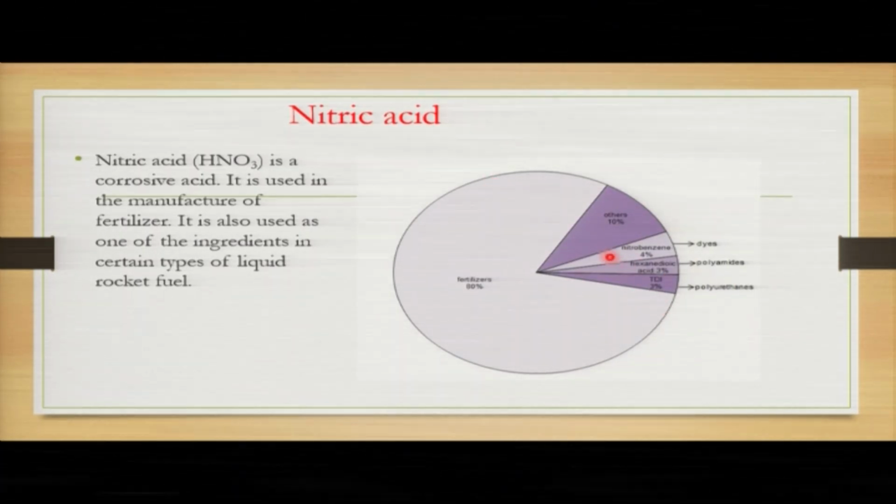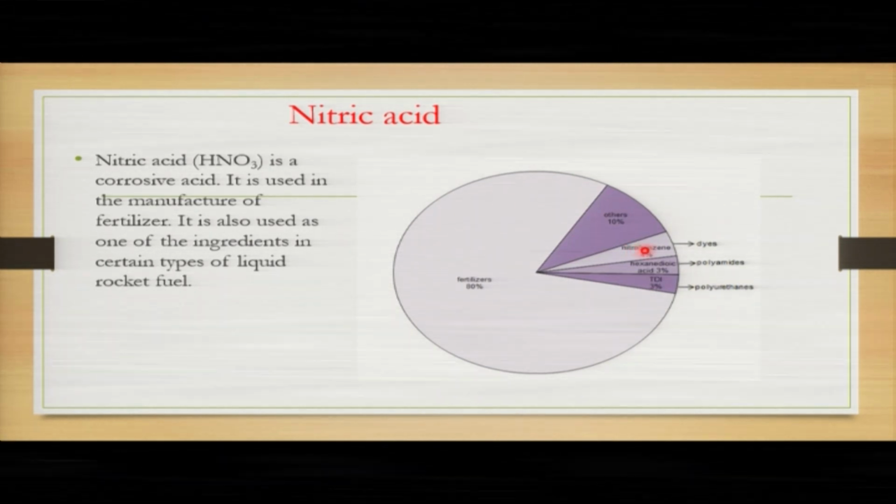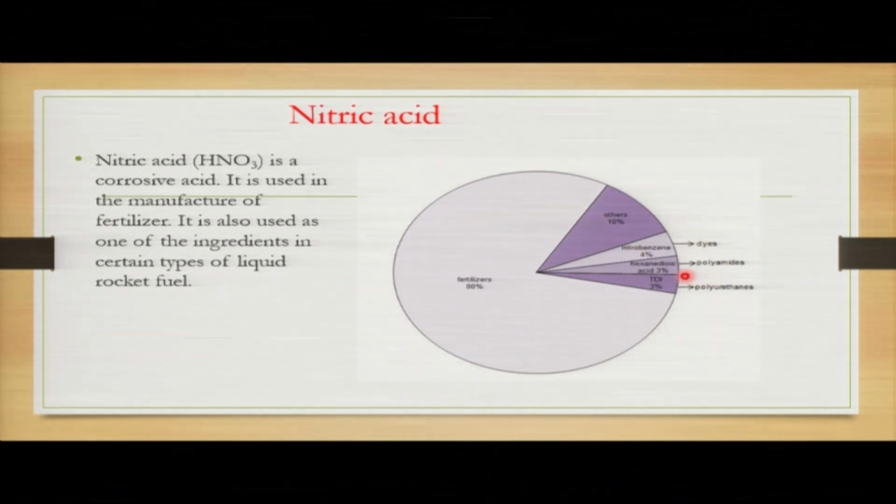Then we have some other uses. We have dyes, those are colored substances. We have polyamides, these are very long molecules. We have polyurethanes. We have even other uses that we are not mentioning here. So there are a number of uses that are not mentioned here.